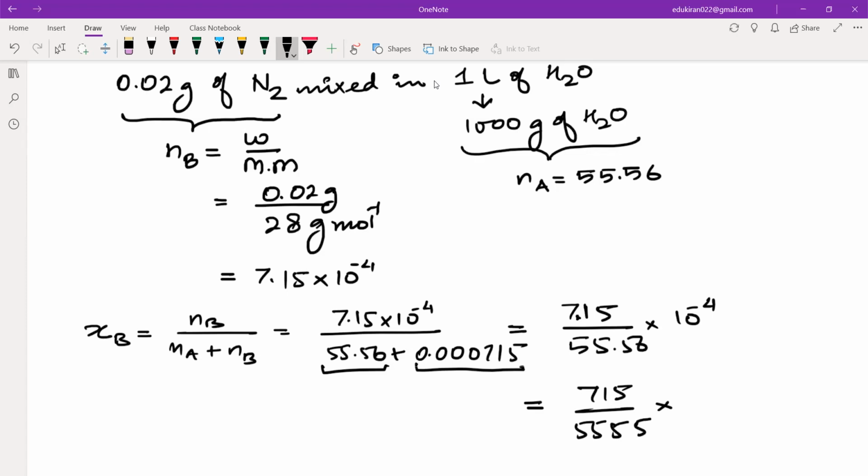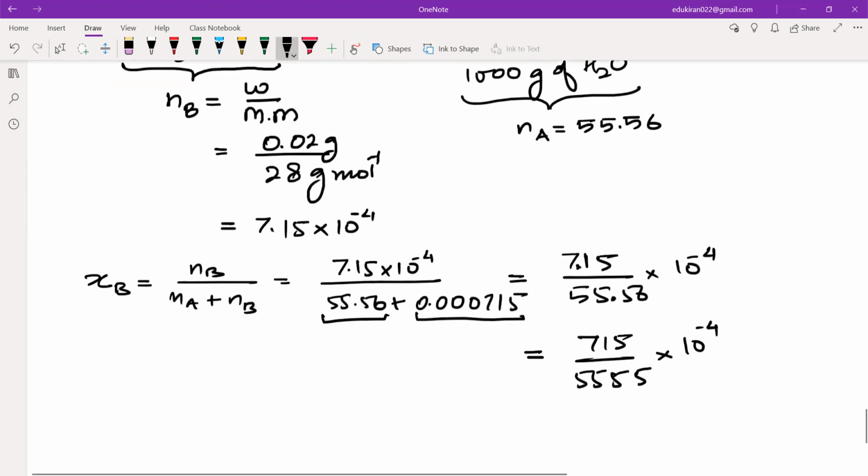Here also you have 2 digits after the decimal point. It is like multiplying 100 on both sides. ठीक है? तो 100 both side कर दीजिएगा तो 715 and 555 आ जाएगा 10 to the power -4. चलिए इसको कैलकुलेट करके बताइए कितना आ रहा है.